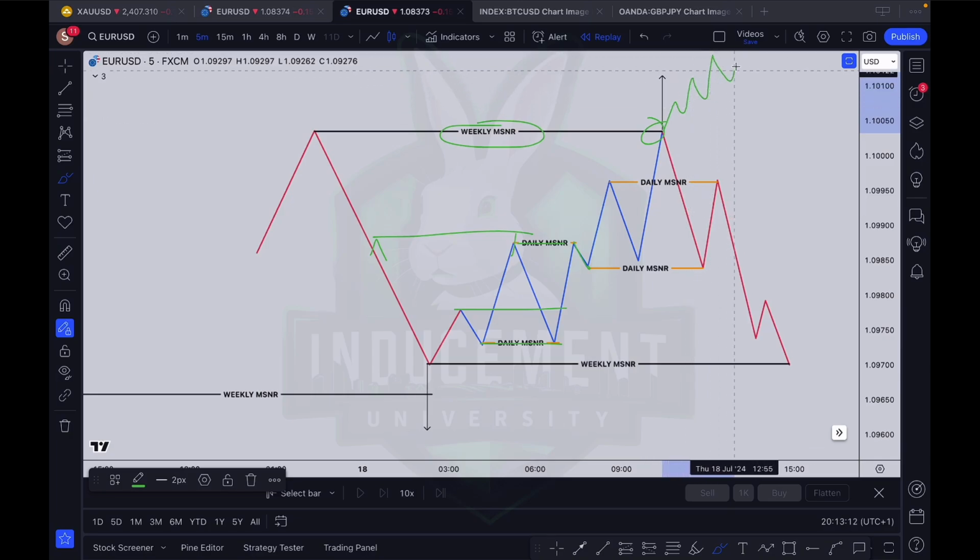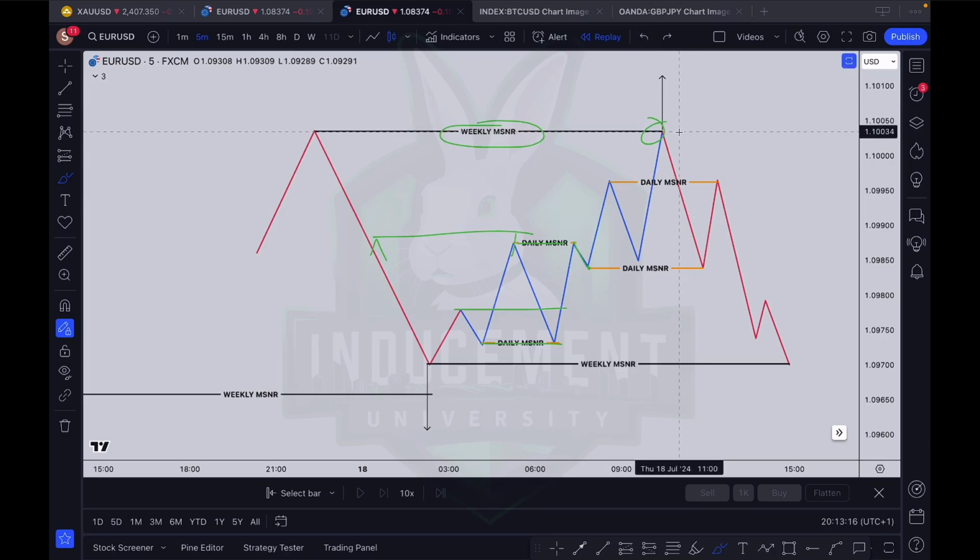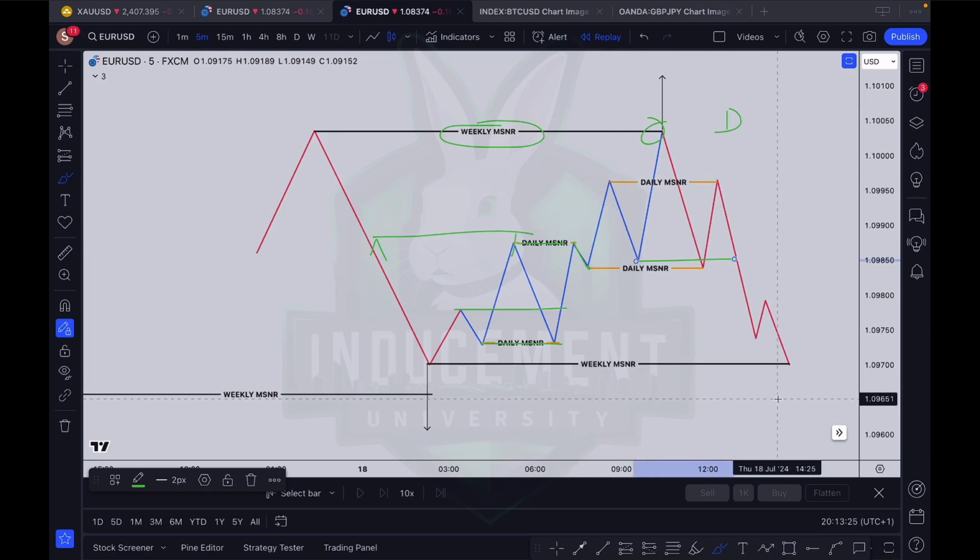So what is our confirmation to know that a new storyline has changed? Because it's a weekly level, we obviously need that daily QM. And you get that there. From there, we've just followed daily MSNR back down, down to the next level, which is this one it created. So let's go and have a look at this on some real-time charts.